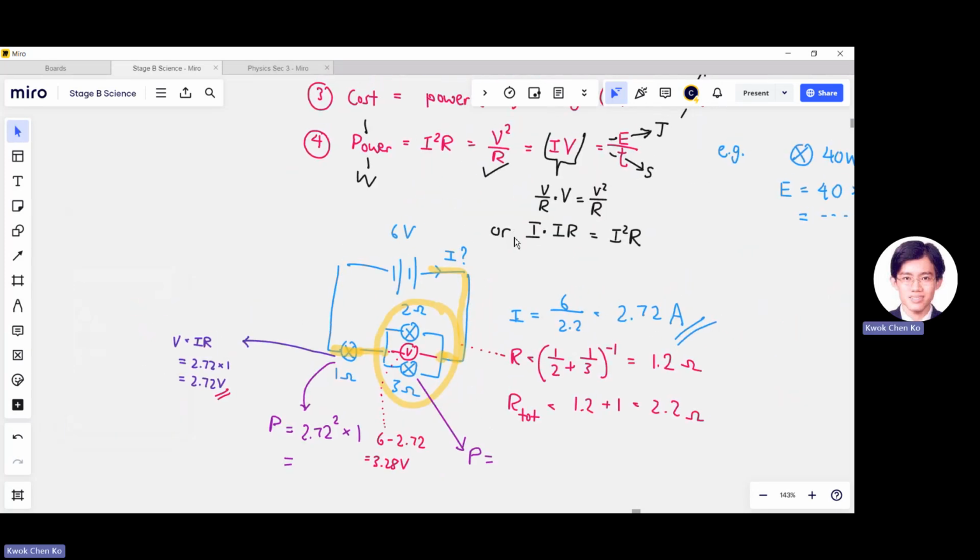Then the power in the first one, right, I use I squared times R. But here I use a different formula. I use V squared over R because I have found the V. I know the V is 3.28, and of course the R is given, 3 ohms. And that will give me my power.